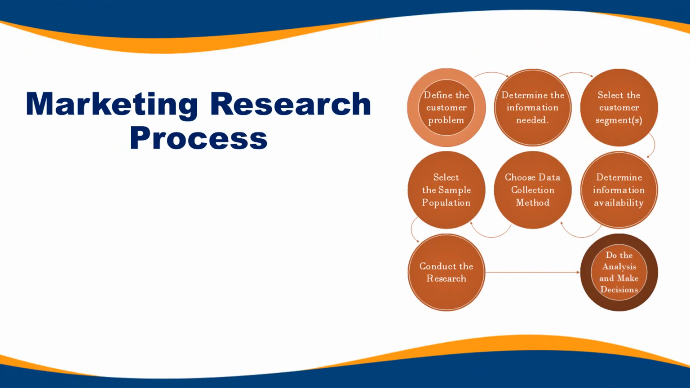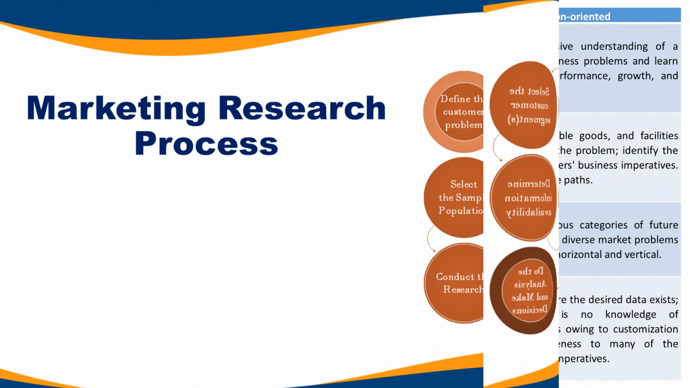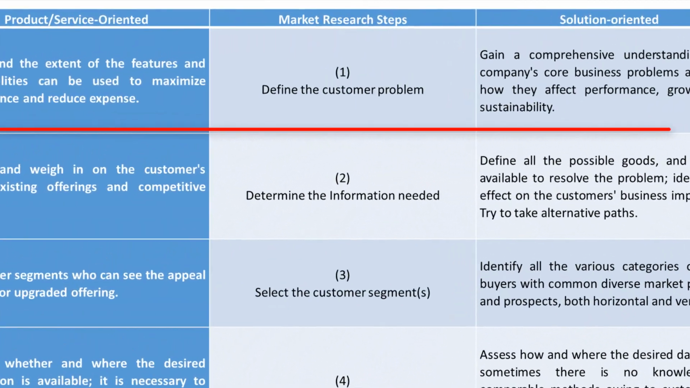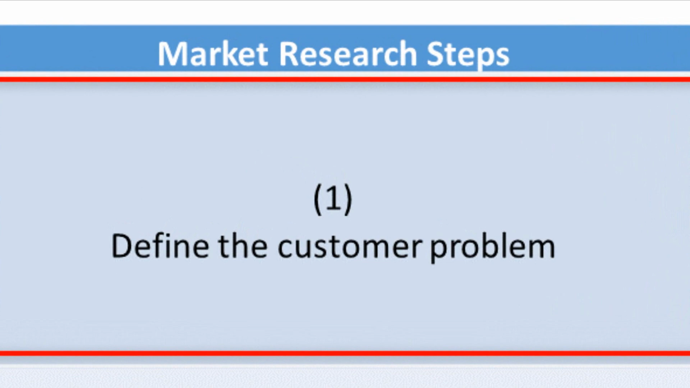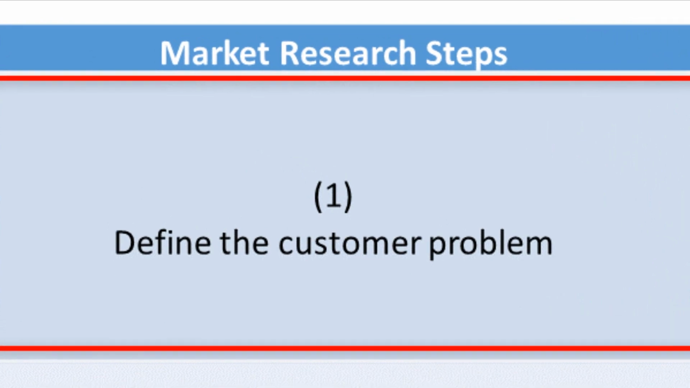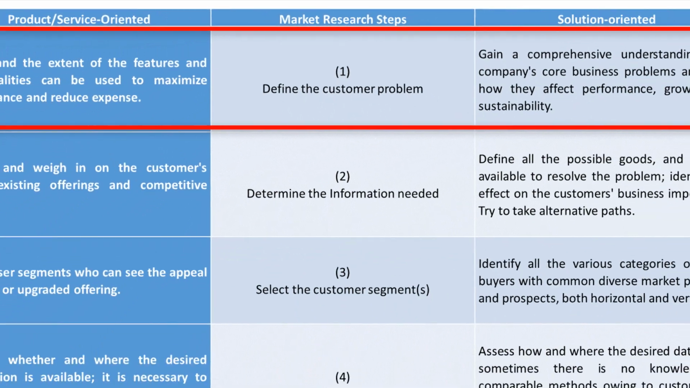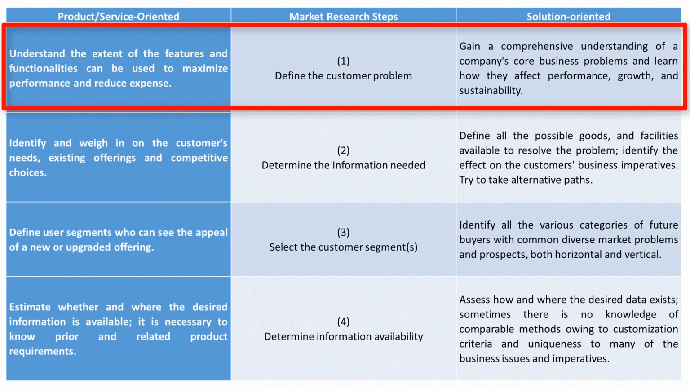So in the marketing research process, we have 8 steps. Okay? So first, we have to define the customer problem. There are 2 ways to describe the market research steps, which is product or service oriented or solution oriented.